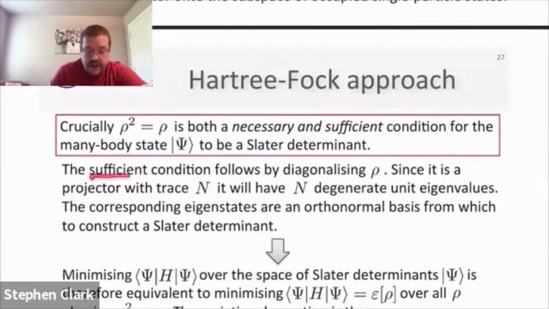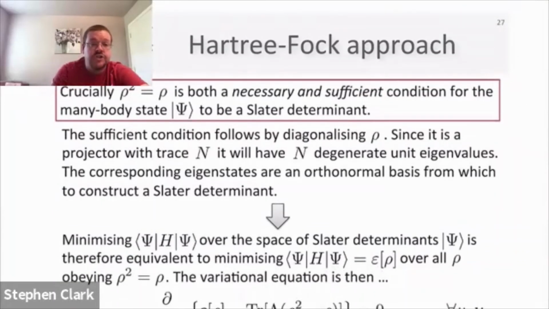The sufficient part comes from the fact that if you diagonalize rho, you will get a bunch of eigenvalues that are unity, and then you simply use the eigenmodes for those eigenvalues that are unit valued to create a Slater determinant. So you can go both ways. It's necessary and sufficient. And that's really powerful because it means that we can constrain our density operator to be a Slater determinant by simply enforcing that it must be a projector.